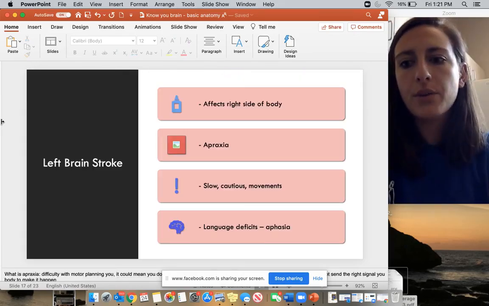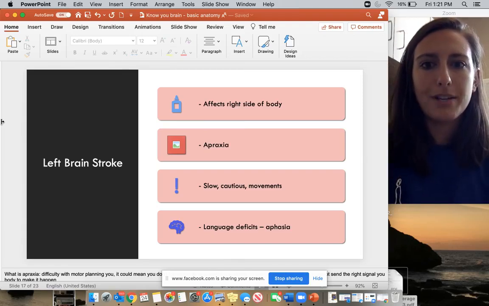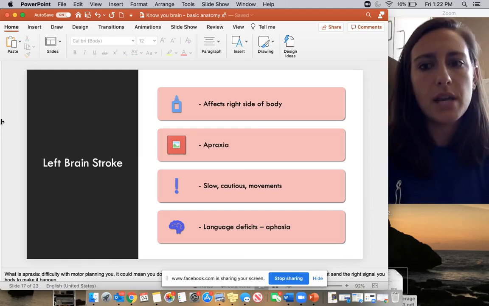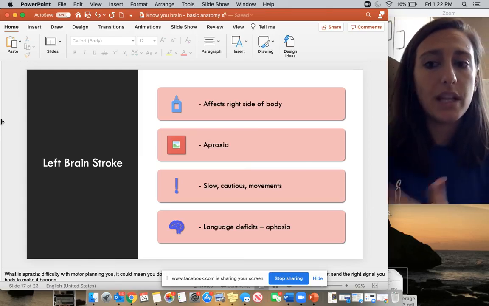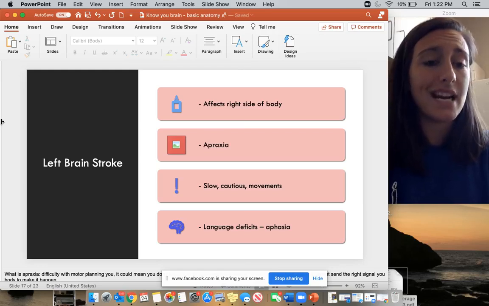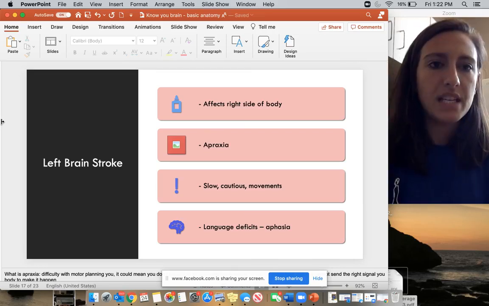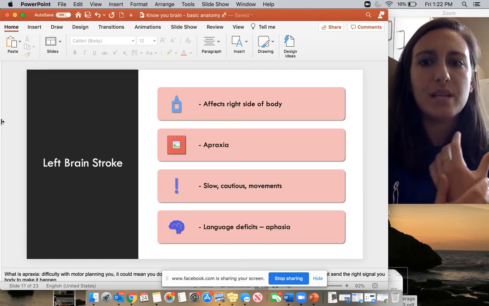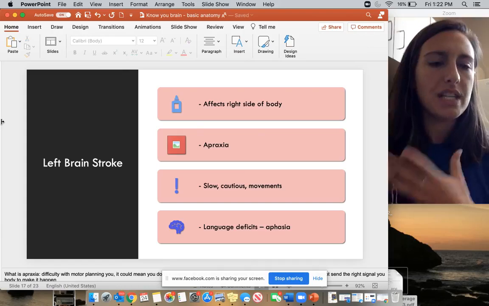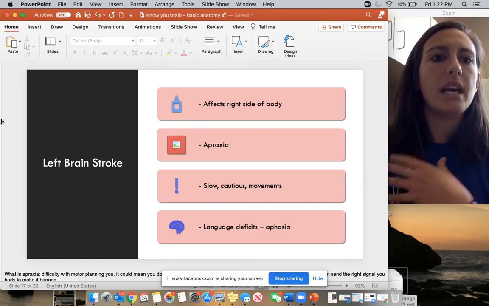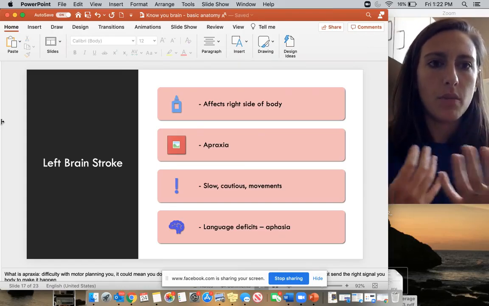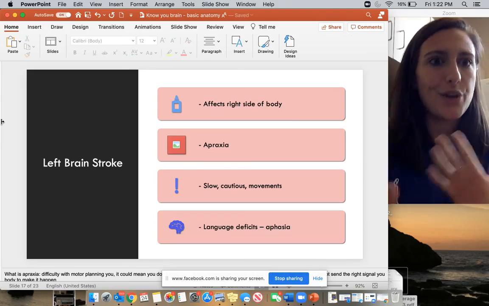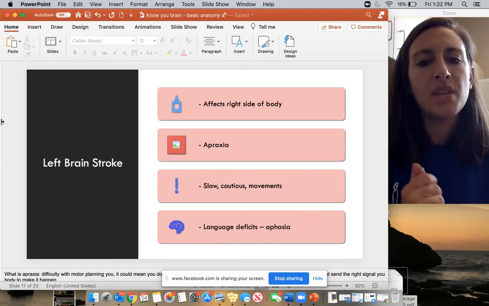All right, so when we're looking here, I'm just going to go over kind of basic things that tend to be characteristic of a left brain and a right brain stroke. So with a left brain stroke, if your left brain was affected, that means that the right side of your body was affected. These folks tend to be a little bit more cautious with their movements because they have difficulty understanding the parts that need to be in the movements to do things. They're also logical, and they know that they have some things that make it challenging.